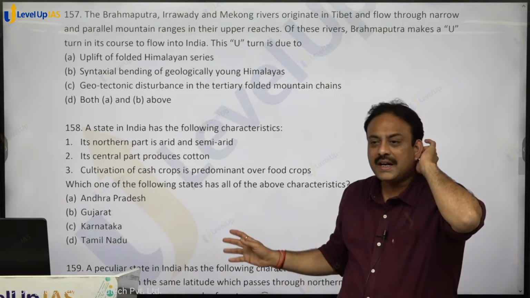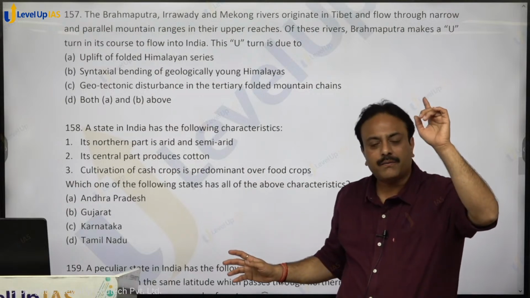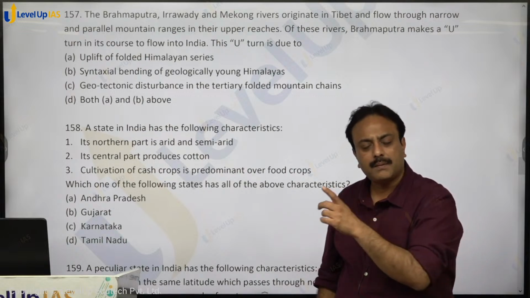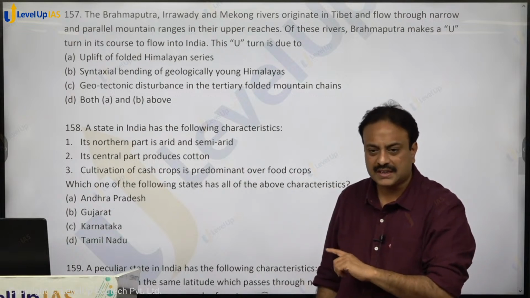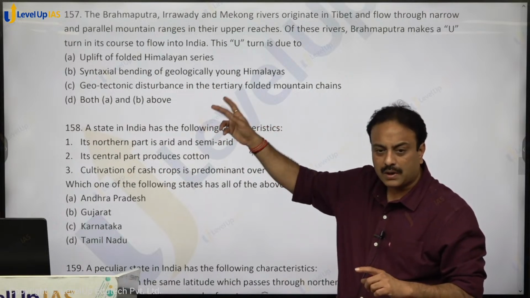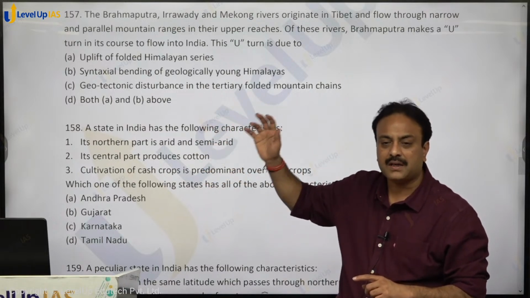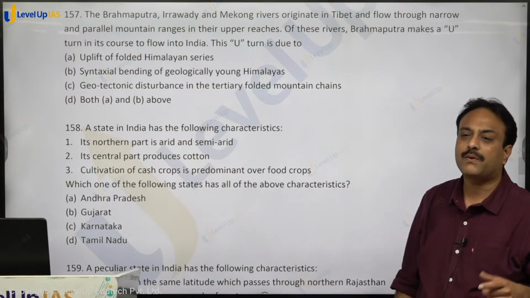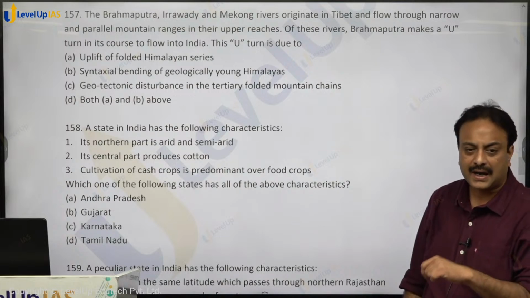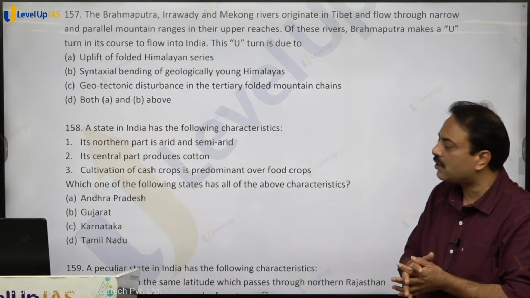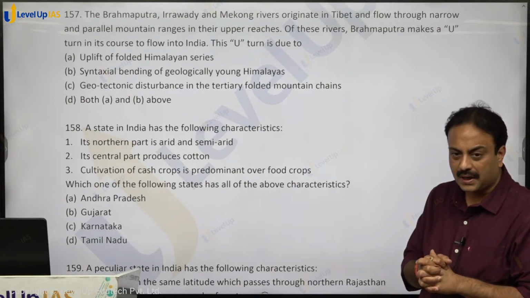The U-turn that is taking place, for Indus it is Nanga Parbat on the western side. For Brahmaputra, it's Namcha Barwa on the eastern side. So that is a syntaxial bend. The two cardinal points of the Himalayas where the Himalaya bends abruptly, that becomes the final reason for the U-turn of Brahmaputra and its flow into the Indian territory. So syntaxial bending of the geologically young Himalayas.